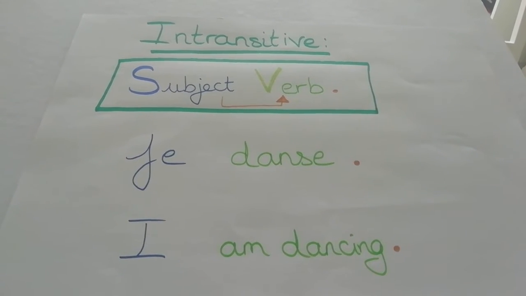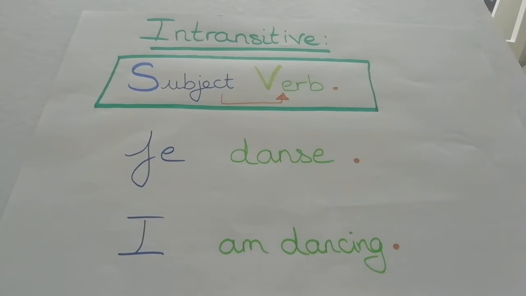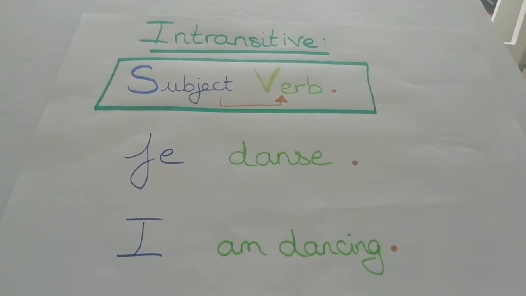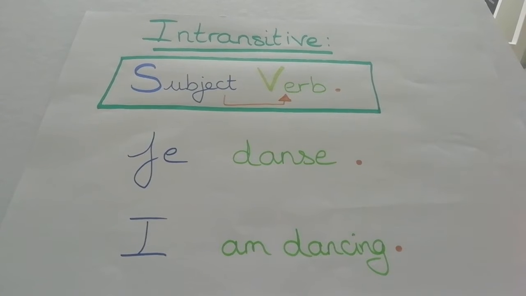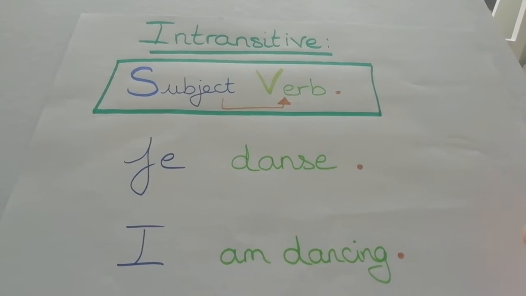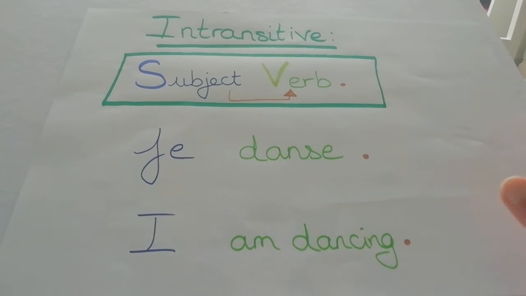You don't need to add anything. Je danse on its own makes sense. I am dancing. So that's an intransitive verb. Intransitive, you don't need an object. Transitive, you need an object. And that's it. The verb acts on an object for transitive verbs, and it doesn't act on an object for intransitive verbs. Now we're going to move on to pronominal verbs, and we have two categories for that.